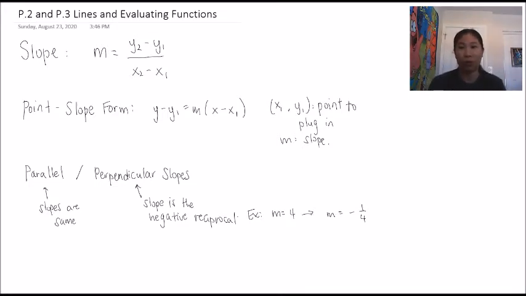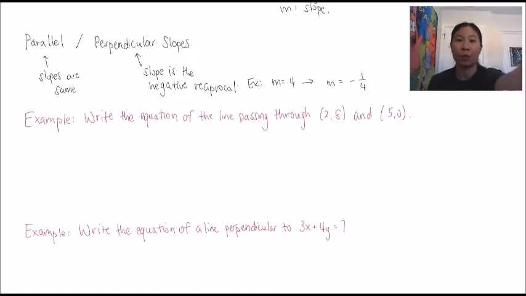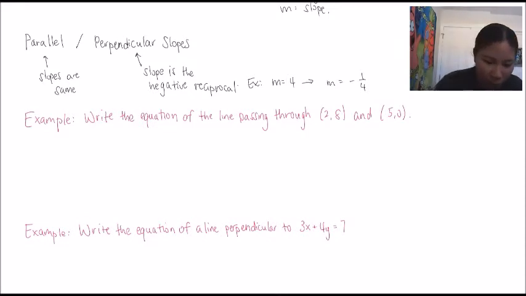Okay, so I want to do a few examples, just in case we've forgotten this all. In my first example, we want to be able to write the equation of the line passing through 2 points, (2, 8) and (5, 0). So we want to use the point-slope form, which means I need to figure out what the slope is going to be, and then use one of the points to plug into point-slope form to write my equation. So first, let's find the slope.